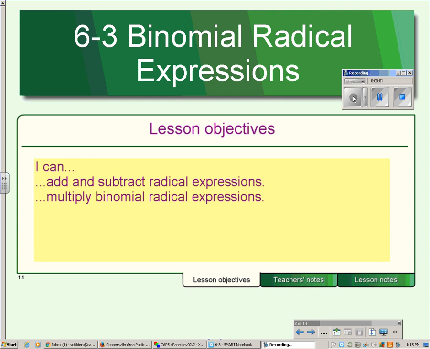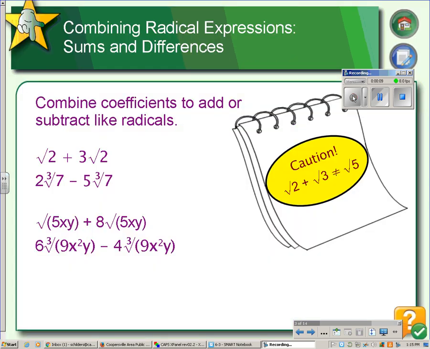This is lesson 6.3 about binomial radical expressions. In this first video, we will learn how to add and subtract radical expressions. Adding radical expressions is similar to adding like terms. You can only add them if they are alike.